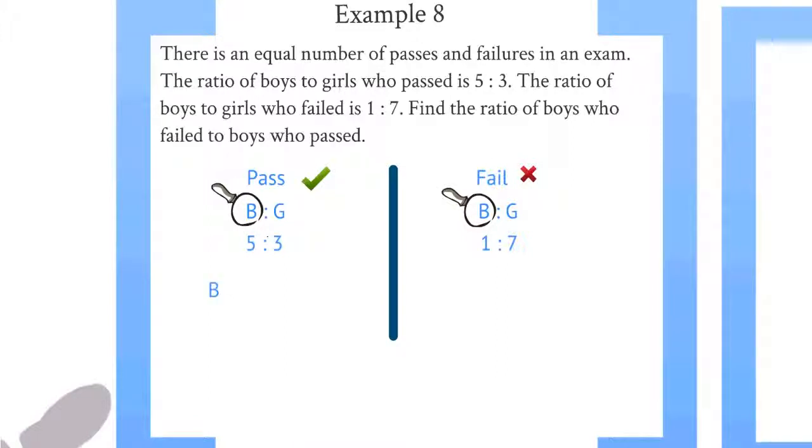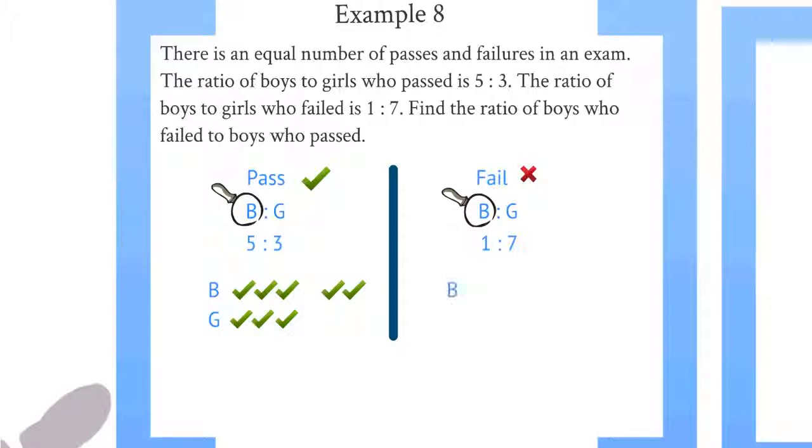Now let us continue, and I'm going to draw 5 check marks because of this 5 here to represent the unit of boys who passed. And then the unit of girls who passed would be 3. You notice that there are 2 extra check marks, indicating that more boys passed, and this is represented by the 2 extra units.